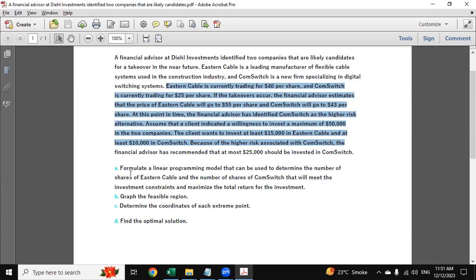For part A, they are saying formulate the linear programming model that can be used to determine the number of shares of Eastern Cable and the number of shares of ComSwitch that will meet the investment constraints and maximize the total return of the investment. In the second part, we need to provide the graphical solution of the feasible region. In the third part, we need to determine the coordinates of each extreme point. And in the fourth part, they are asking for the optimal solution.